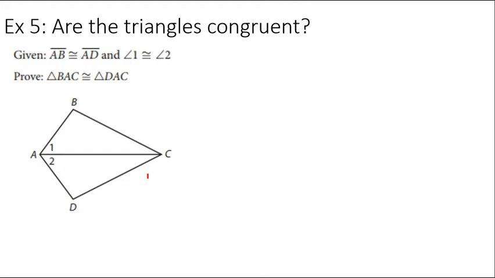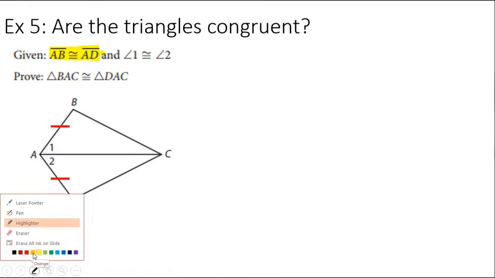Okay, so let's look at example 5. So here they're asking you again, are the triangles congruent? And they give you some information here that you want to use to prove that the two triangles shown are congruent. First of all, they tell you the given part. They say that AB is congruent to AD. So we want to mark that. So AB and AD are congruent. So we mark it there.